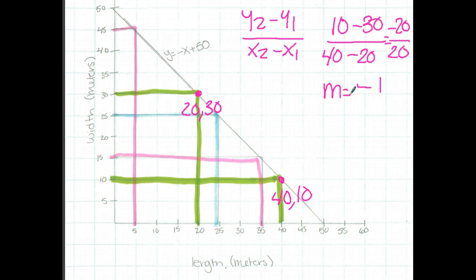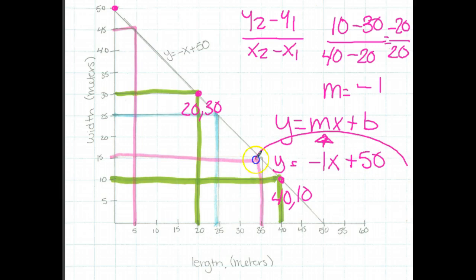If we use our equation y equals mx plus b, we know that m is the slope, so I'm going to substitute negative 1 in for slope. And then b is our y-intercept, and our y-intercept is wherever x is 0, what is y? So if we go up here to our line, when x is 0, y is 50. So negative 1x plus 50, and that equals y. So that is where I got the equation for the line.